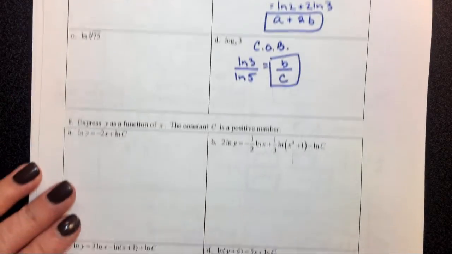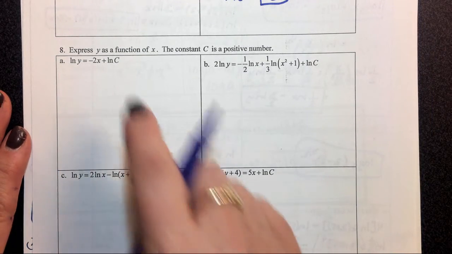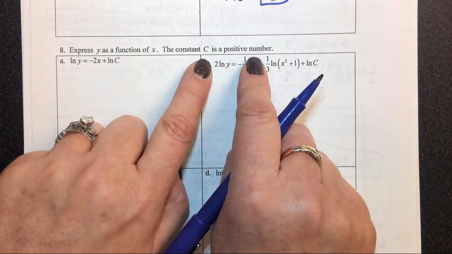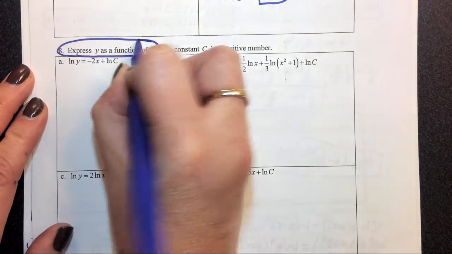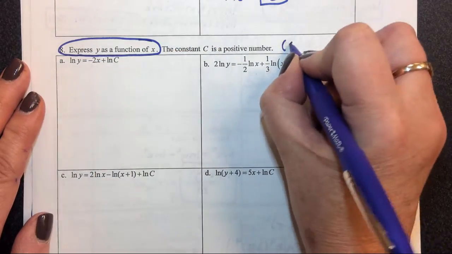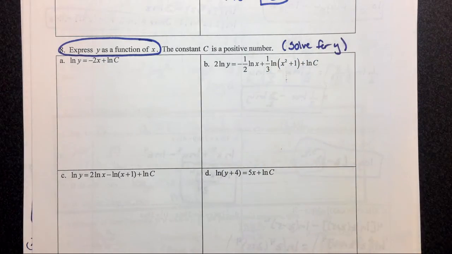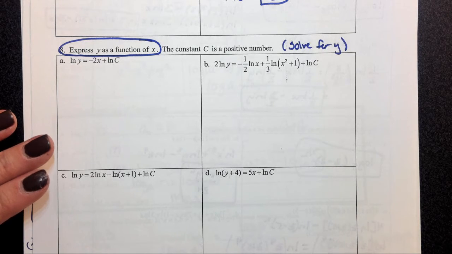So these problems down here at the bottom are a little different than what you did last year. Express y as a function of x. The constant c is a positive number. When you see this phrase, express y as a function of x, all you're doing is solving for y. If they said express x as a function of y, you would solve for x. So what this question is asking you to do is just simply to solve each one of these expressions for y.